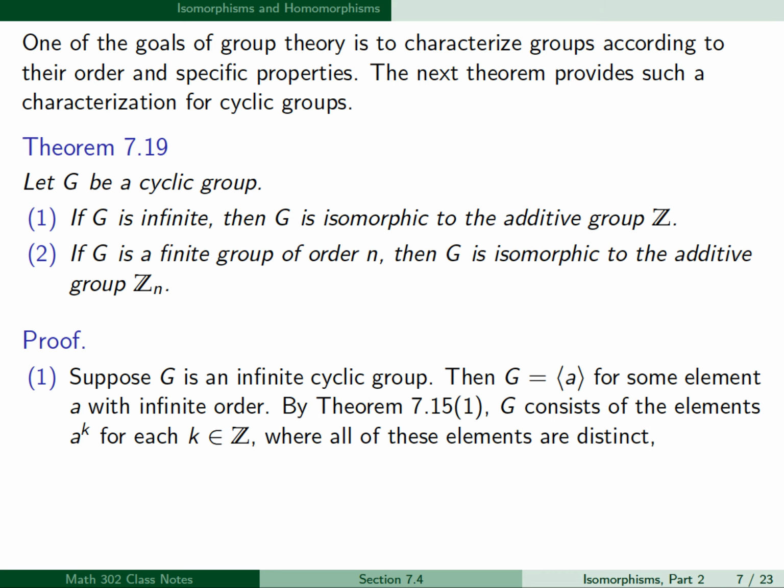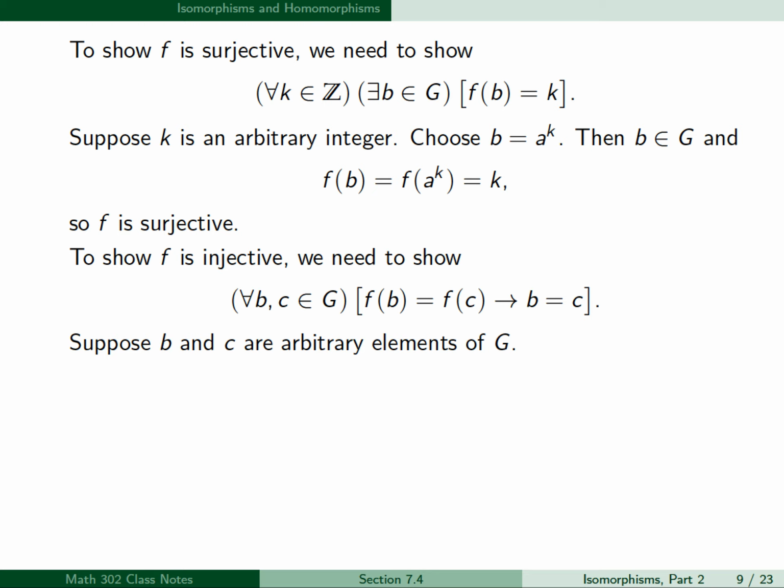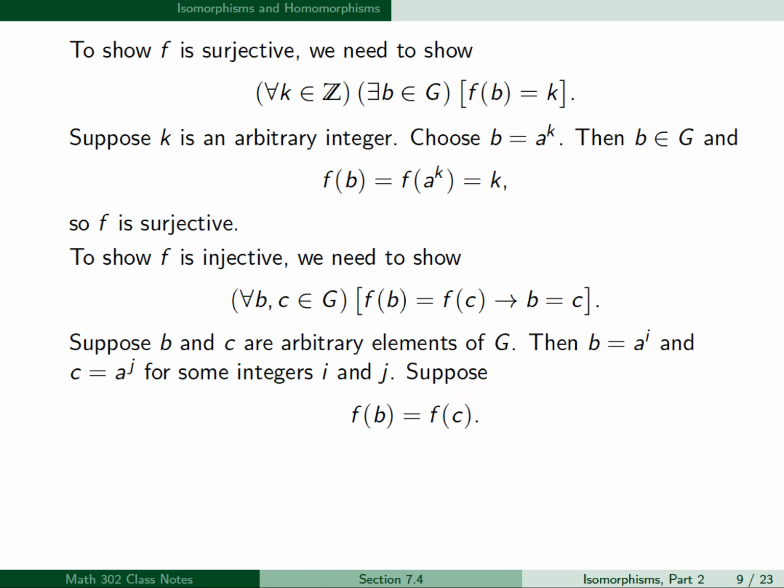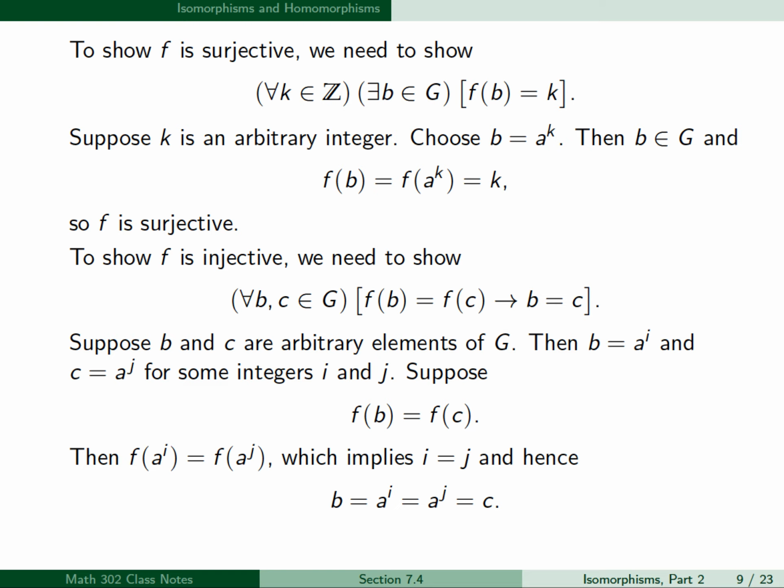Now to show that f is injective, we need to show for all b and c in G, f(b) equals f(c) implies b equals c. So we'll suppose b and c are arbitrary elements of G. Then b is equal to a^i and c is equal to a^j for some integers i and j. So suppose our hypothesis f(b) is equal to f(c). Then f(a^i) is equal to f(a^j), which implies i equals j according to the definition of our function f. And hence b, which is a^i, will be equal to a^j, which is equal to c. And therefore f is injective.